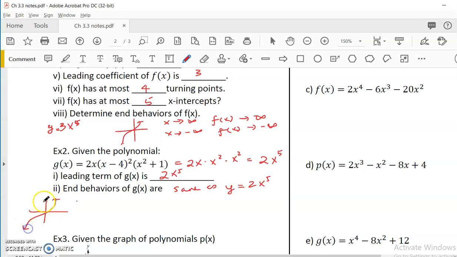So we would say when x approaches infinity, f of x approaches infinity. When x approaches negative infinity, f of x approaches negative infinity. So this is the section that relates features of a polynomial formula and the features of the polynomial graph. Notice how we can use the formula to find some features of the end behavior by looking at the leading term.